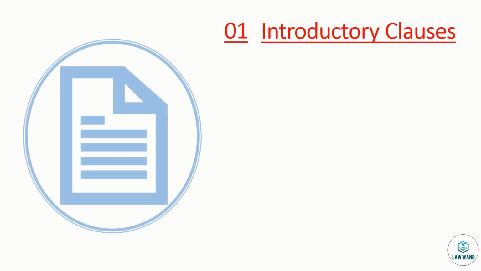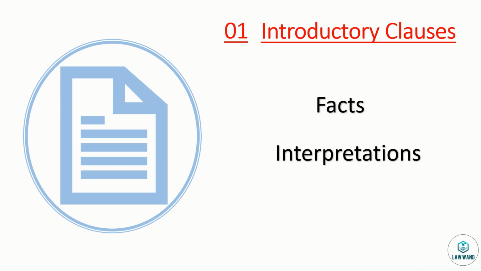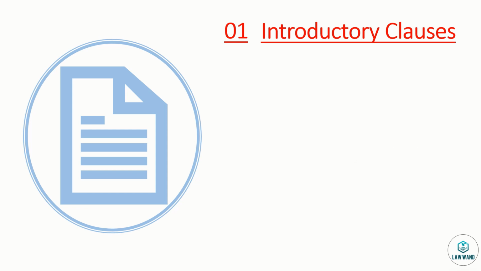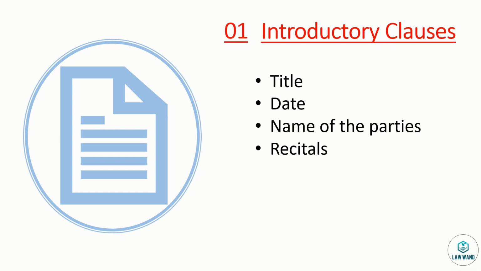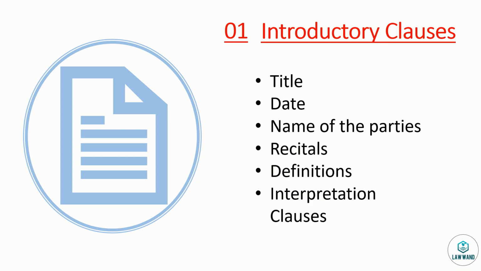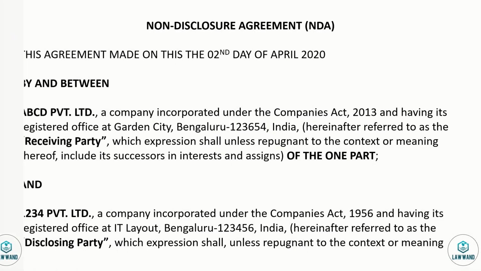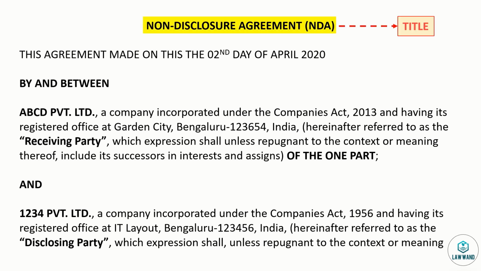Let's begin with our first group, that is introductory clauses. Introductory clauses are all about facts and interpretations. To be specific, these include the title of the contract, date, name of the parties, recitals, definitions, and interpretation clauses. In title, you must mention the nature of the contract, like say non-disclosure agreement. Then you need to mention the date of execution and effective date.